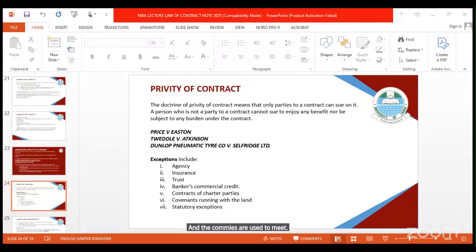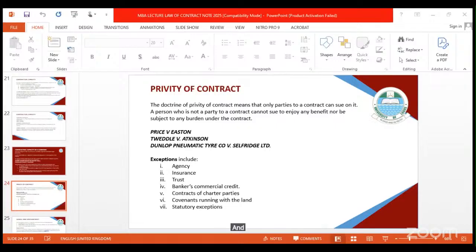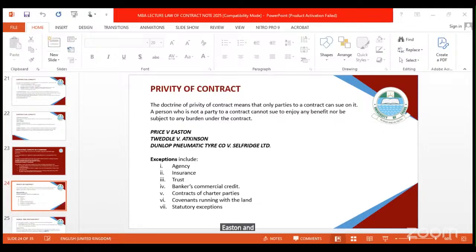The key point in this case was privity of contract and third party rights. The court affirmed that the son of William was not privy to this contract, that the transaction was between Easton and William and not his son, so he could not partake in that contract. The court held that a third party cannot sue on a contract even if they benefit from it, unless they are party to the contract. So we see that those cases are meant to support the general principle, right?